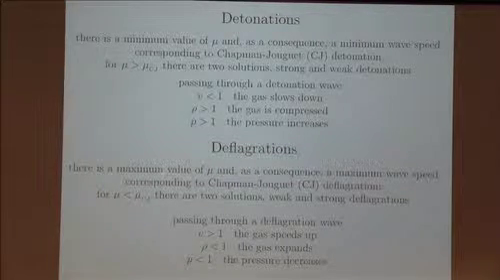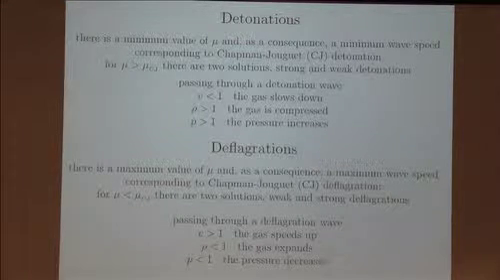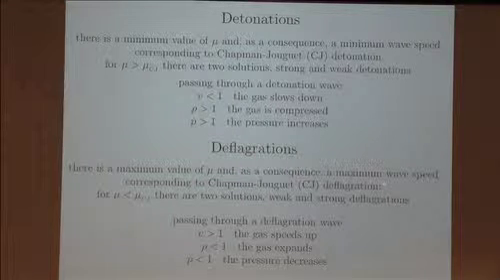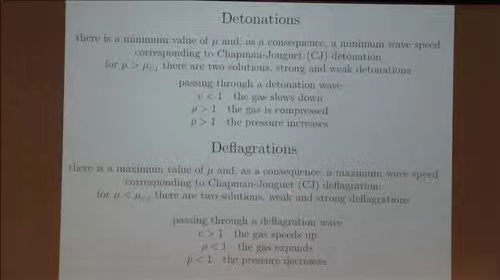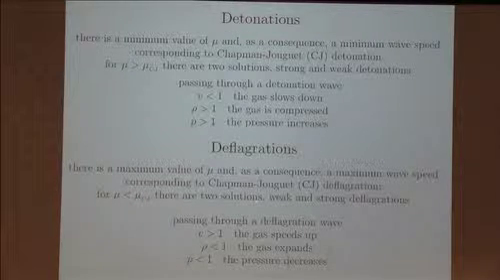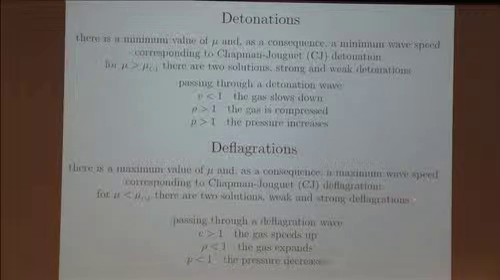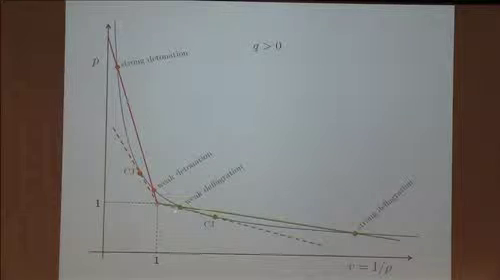At deflagration, there is a maximum value of mu, which is the largest slope we've seen on the other side, right? And as a consequence, a maximum wave speed, and the maximum wave speed corresponds again to the case where the two are tangent to each other, and that's the Chapman-Jouguet deflagration. For mu below the Chapman-Jouguet value, there are two solutions, a weak and a strong deflagration. And passing through a deflagration wave, the pressure decreases, the velocity increases, and the density decreases, right?